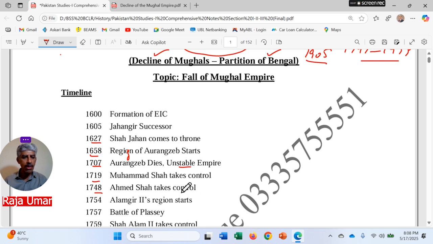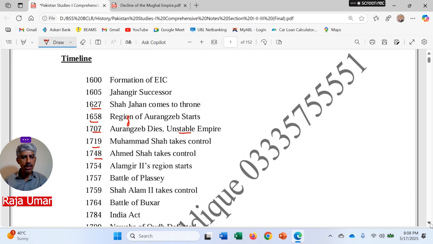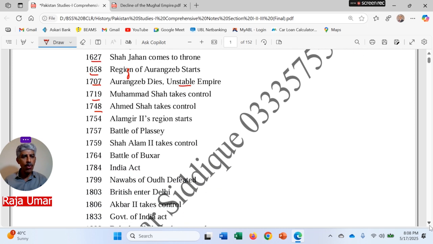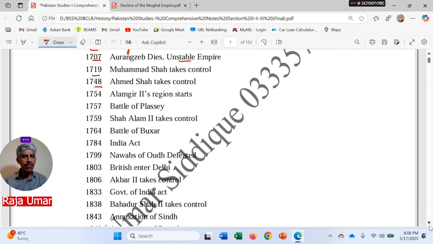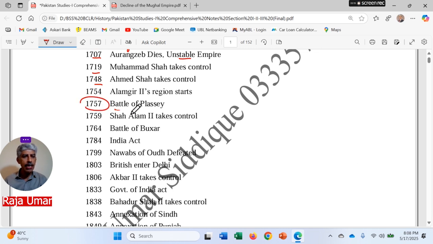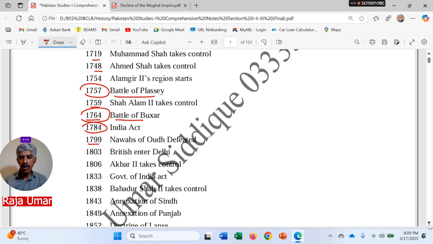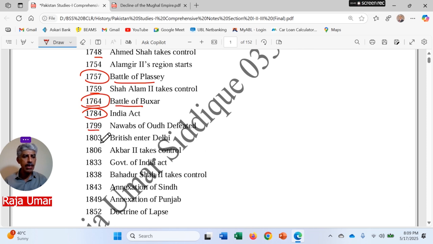Ahmad Shah takes control in 1748. Alamgir II's era starts in 1754, and the Battle of Plassey was fought in 1757, an important event. Shah Alam II takes control in 1759. The Battle of Buxar, again an important event, is in 1764. The India Act, known as Pitt's India Act, is in 1784. The Nawabs of Oudh were defeated in 1799, and in the same year, Tipu Sultan was defeated and martyred.